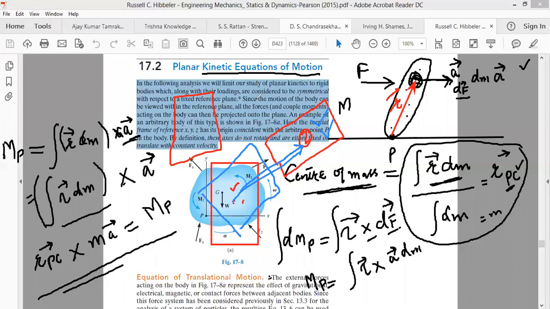So as far as planar motion is concerned, it is the combination of two motions. First, we have translation, and second, we have rotation. That's why, whenever we are talking about planar motion, we use the translational equations of motion as well as the rotational equations of motion.